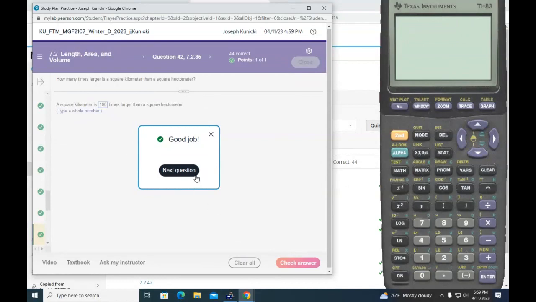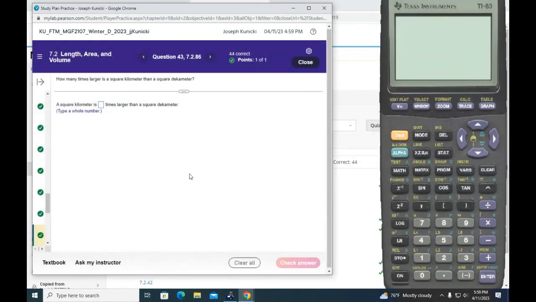Okay. And what if I did a cubic kilometer and a cubic hectometer? Then it would be 1,000 because it'd be 10 cubed. Yep. I think they might ask us something like that.